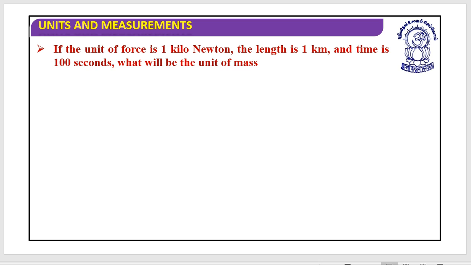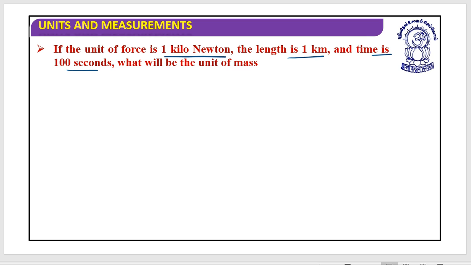Do you want to go for one more? They said if the unit of force is 1 kilonewton, its length is 1 kilometer, and the time is 100 seconds, then what will be the unit of mass? It's a completely different question. Their unit has been changed, their length has been changed, their time has been changed, and you have been asked what is the unit of mass. How could you write it?